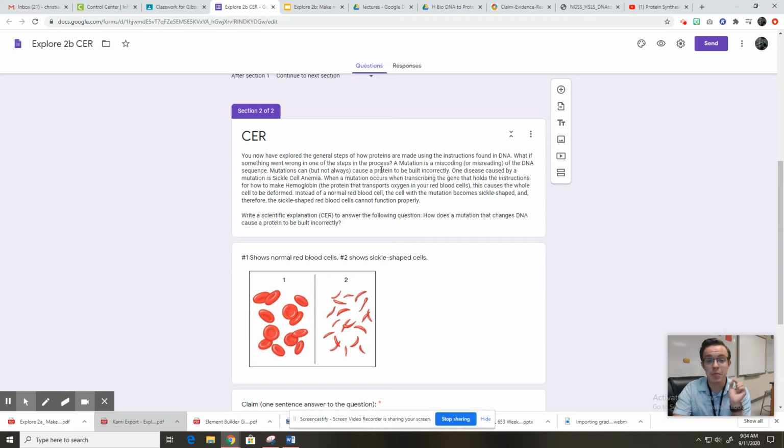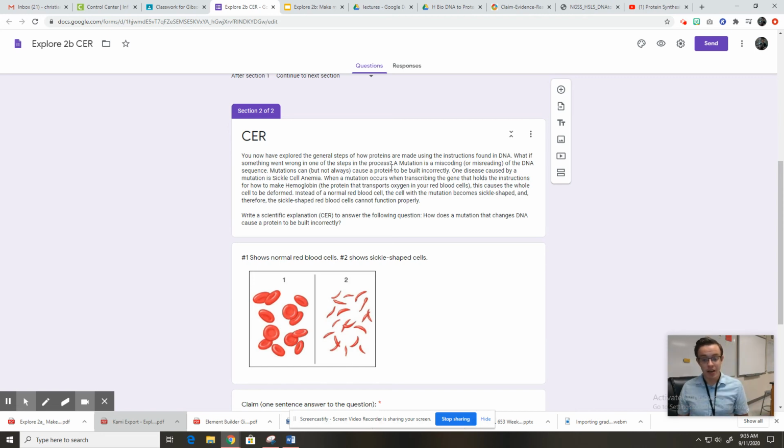We call that a mutation. A mutation is when there's a miscoding or a misreading, a miscopying of the instructions in the DNA sequence. They don't always matter; sometimes you can have silent mutations, meaning you don't ever notice them, but sometimes we can have a mutation that causes a protein to be built incorrectly. One disease caused by this is sickle cell anemia. You may have heard of this.